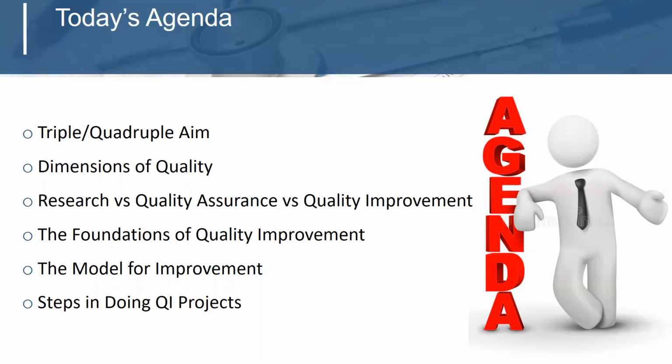And now we'll get started with the agenda. So today we're going to be talking about the triple and quadruple aim in healthcare and how that affects quality improvement. We're going to be talking about dimensions of quality, the differences between research, quality assurance, and quality improvement, the foundations of quality improvement, and then one of the methodologies that's used to do quality improvement called the model for improvement. We'll also summarize the day by talking about steps in doing QI projects.